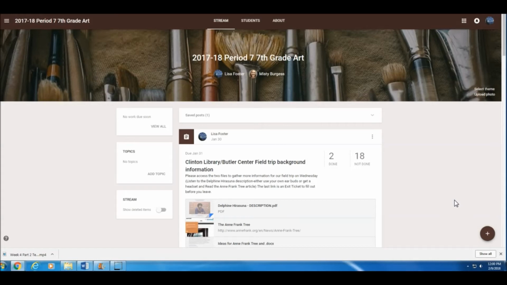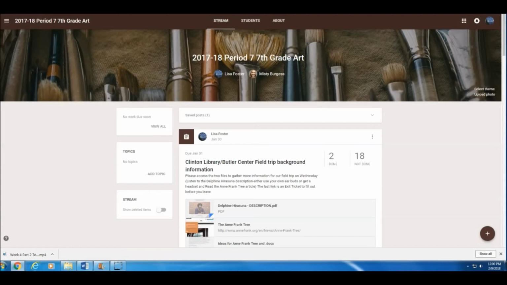In addition, we also had one for our professional development. So if there were things that I needed to share with all of our teachers, I had one created kind of like I did with Edmodo, but instead we did it through Google Classroom, and it was much easier.